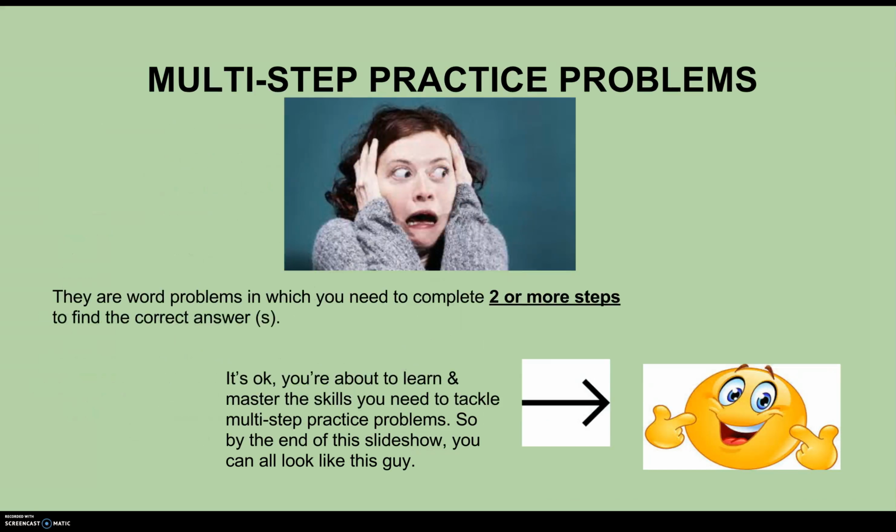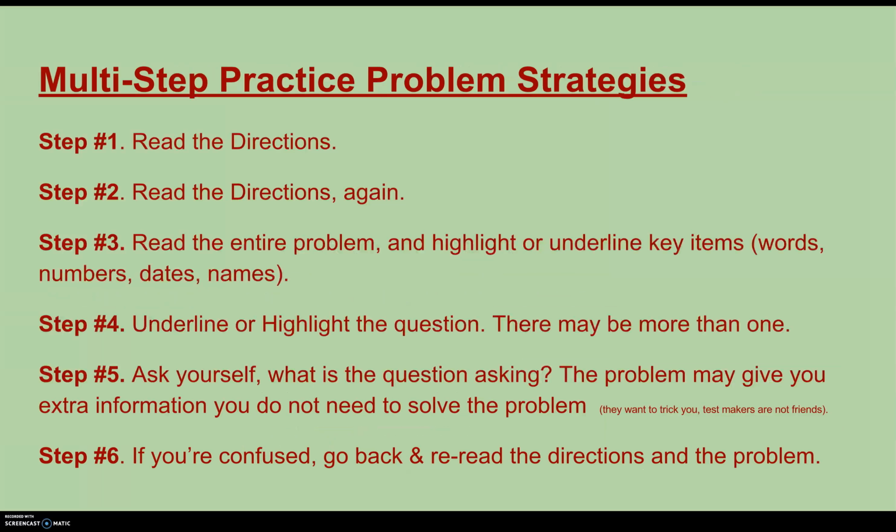Okay, multi-step practice problems. There are word problems in which you need to complete 2 or more steps, and this is very common. It's okay, and we're going to learn together how we can do this. Okay, so first you need to read the directions. So when I'm sitting in Learning Lab, I read the directions multiple times with my learners. We read the directions, we reread the directions. Sometimes we print out what they're asking, and then we'll highlight, we'll underline things. We'll look for dates or names or what we're exactly looking for. We'll underline or highlight the question because there could be more than one thing that you're answering. And ask yourself, what exactly is this question asking?